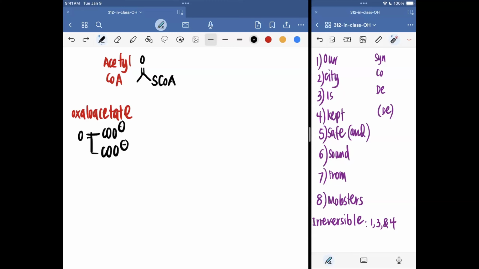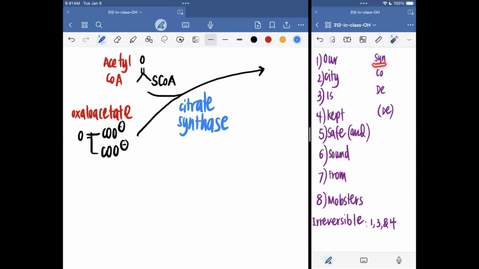So getting right into it, we are starting off with oxaloacetate, which we saw during the process of beginning gluconeogenesis. And that has 4 carbons that are going to get added to acetyl-CoA, which has 2 carbons, by the enzyme citrate synthase. So that "syn" is where that first part of Cinco de Mayo is coming into play.